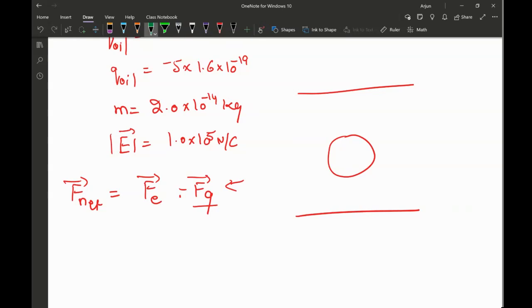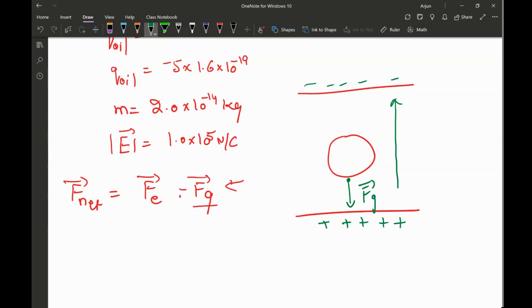We are given the electric field strength, which is up, like this. If the electric field strength is up, then the top will be negative and down here it will be positive. And the third thing, gravitational force always acts in the downward direction.